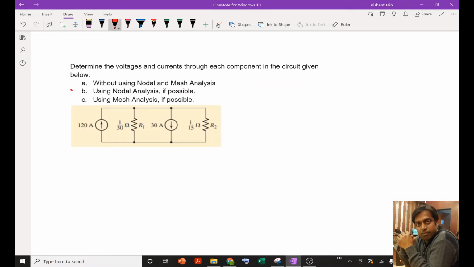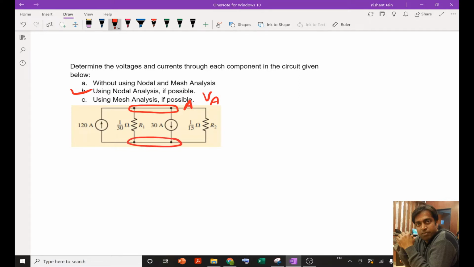So now let us try with nodal analysis. For nodal analysis, our first step is to identify the nodes. Since these two nodes are connected by a short circuit, they will be considered as a single node. So let me assume this node as A and the potential over here let it be VA.